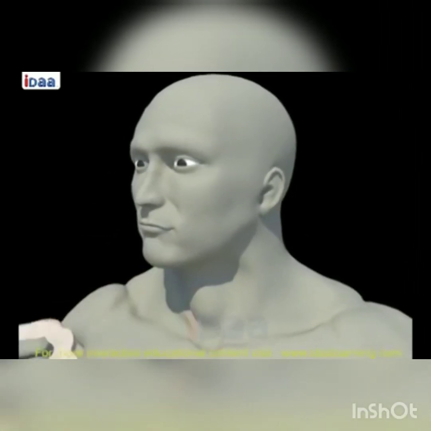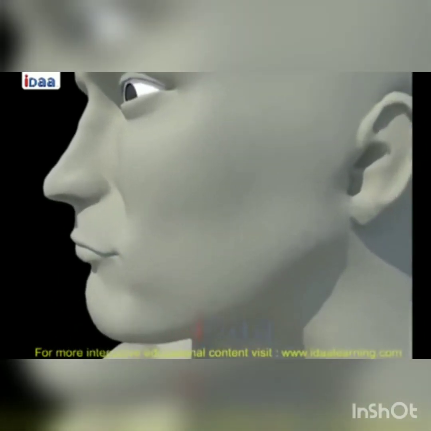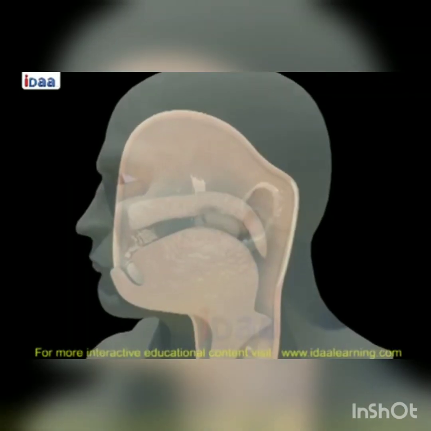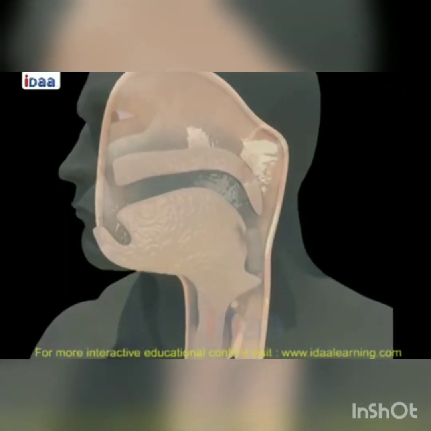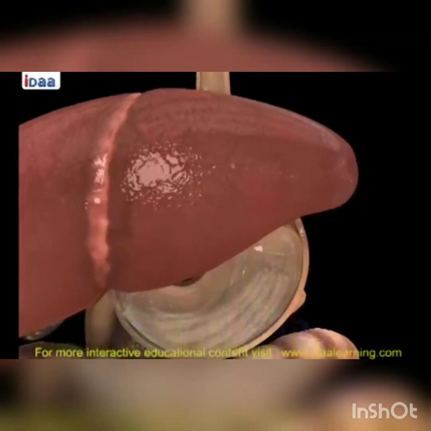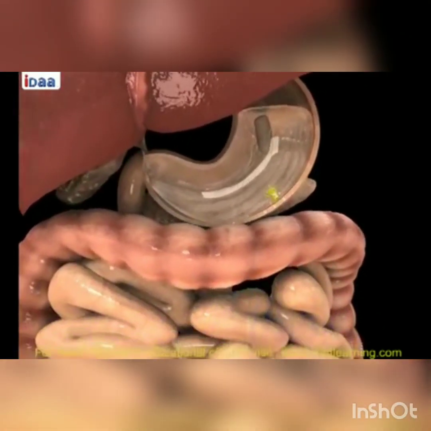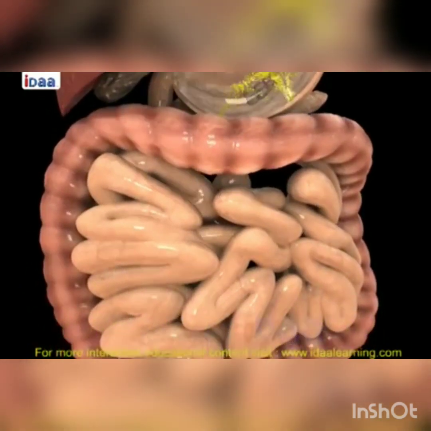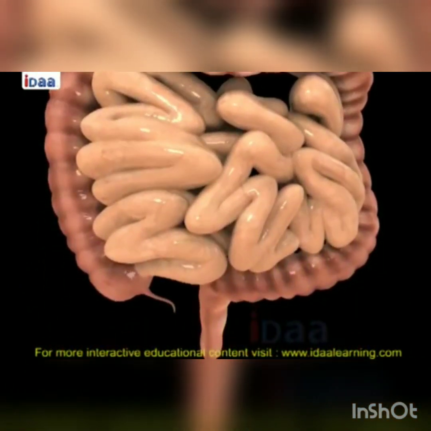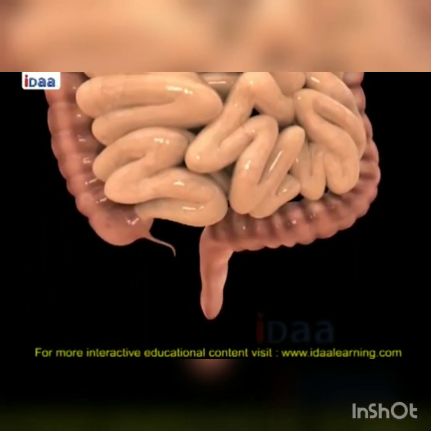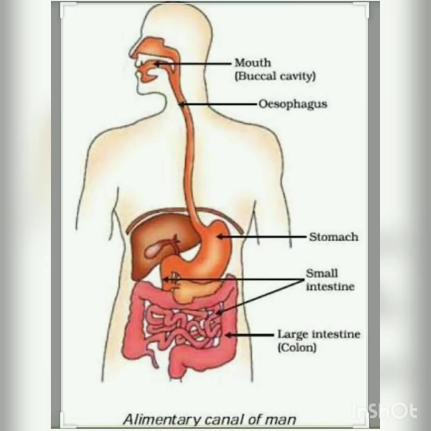We human beings ingest food through the mouth, which goes down to a set of specific organs for digestion. The food we take travels through a specific path, which is a long tube of about 9 meters. It starts from our buccal cavity and ends at the anus. This long tube is called the alimentary canal or digestive tract.